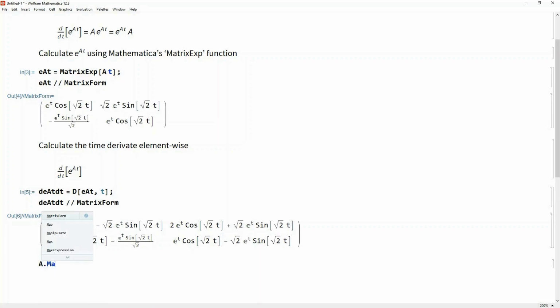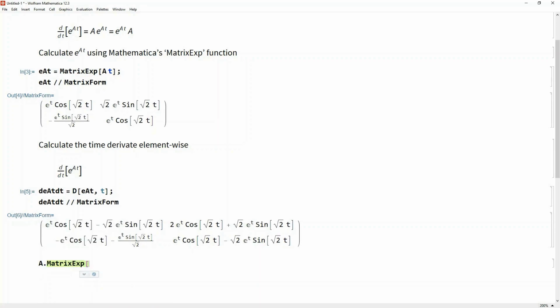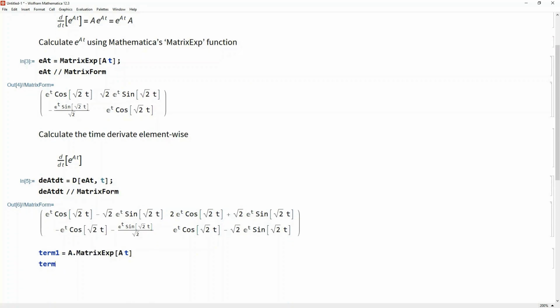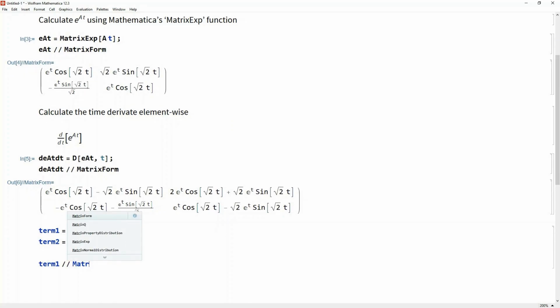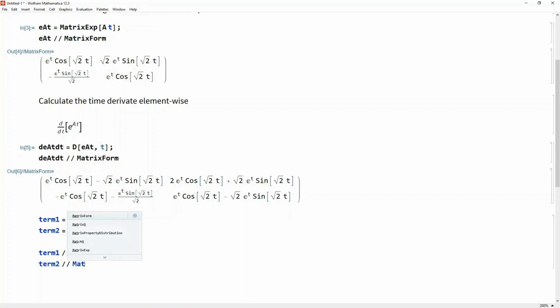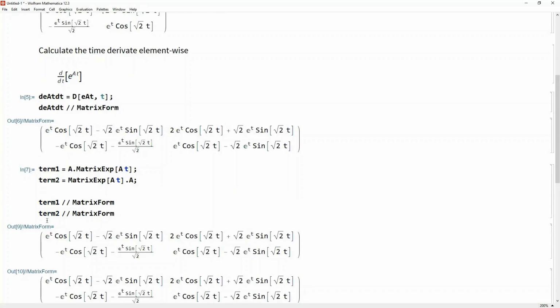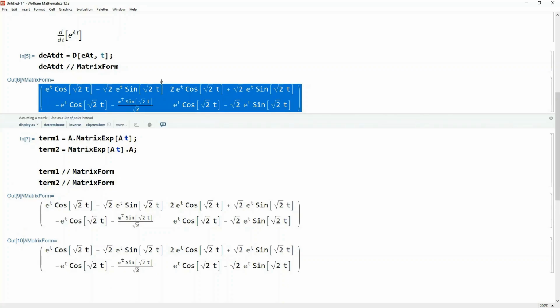Or I guess to be fair, we could do this with matrix exp, if we want to do this completely by hand, right? Let's call this term 1. And then term 2 is just the exact same thing, but we are going to post multiply by A instead of pre-multiplying by A, right? Okay, so those two things, term 1 and term 2, should look the same as this time derivative that we calculated manually.